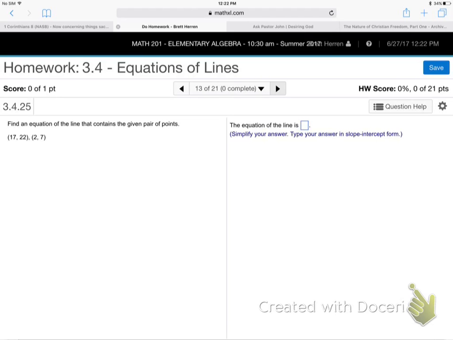Okay, so 17, 22 and 2, 7. Let me just write that down for us all. You see how I don't see slope anywhere. I don't see m anywhere. There is no slope anywhere, right? Instead of giving me a slope, they're handing me these 2 points, but I can get my own slope. So this is x1, y1, x2, y2, right? And we can just get our own slope. Do that first off. Get your own slope.